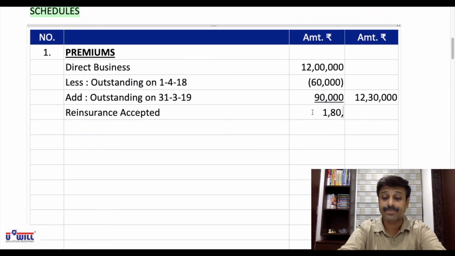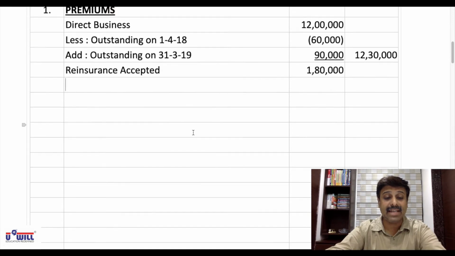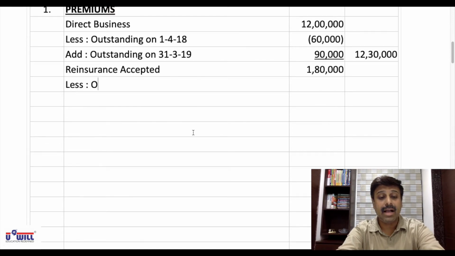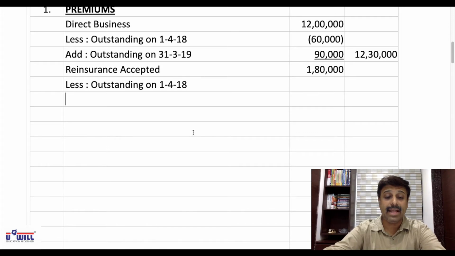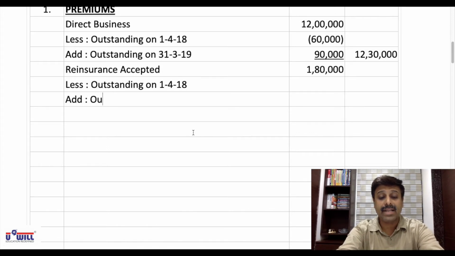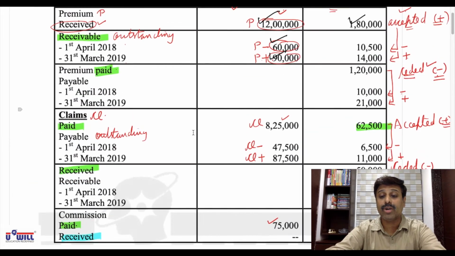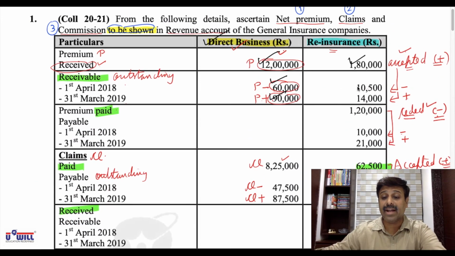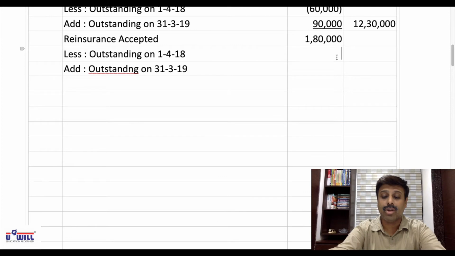1,80,000. Now in that again exactly the same. Less outstanding on 1418 we will minus, and add outstanding on 31,319 we will plus. So what are the amounts? 10,500 opening outstanding we have to minus, 14,000 closing outstanding we have to plus. So all of it in bracket, 10,500 and 14,000 which we have to plus.